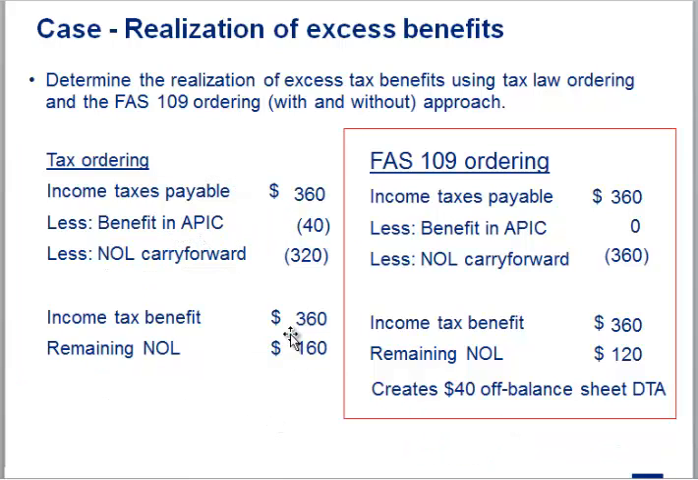Okay, so this is the same slide with the box moved to the right. The numbers have not changed. So if I said, no, I'm not going to do it on a tax law ordering basis, I'm going to do it on a provision ordering basis, I'm going to say that $360 of tax, again, that's my 900 of taxable income before excesses, times 40%.